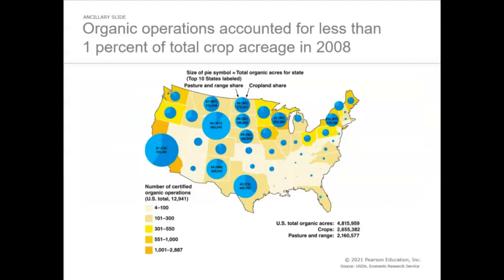This map here just shows organic operations around the United States in 2008. Organic operations did account for less than 1% of total crop acreage in 2008, and it's a little bit more than that now. California did lead the production of organic foods in 2008, followed by Wyoming and Texas. In Florida, we have about 101 to 300 certified organic operations, so we're not in the lowest numbers, but we're not up towards the highest either.